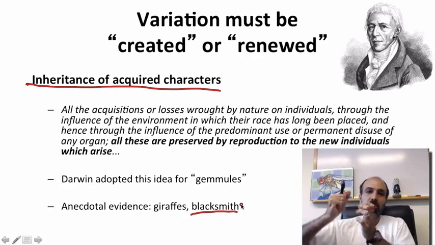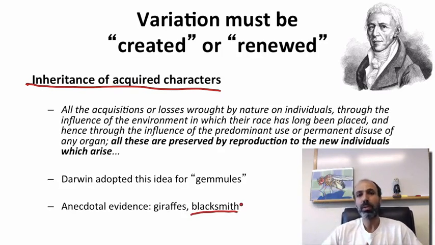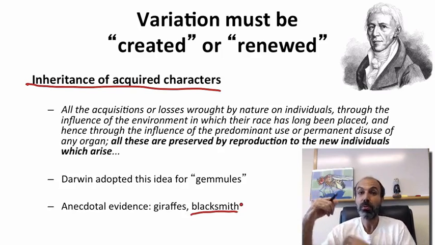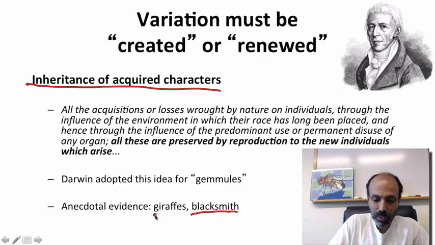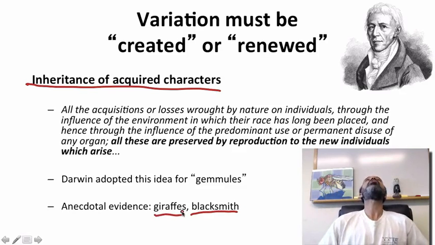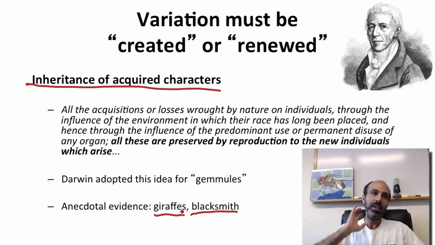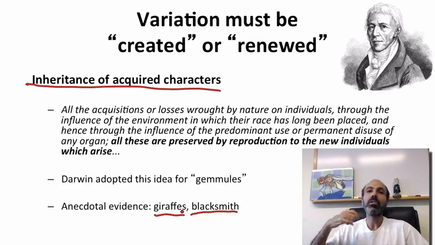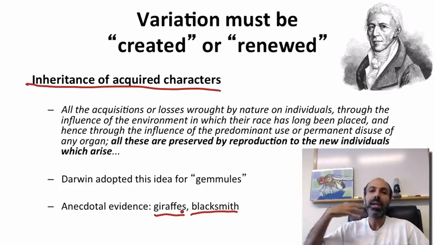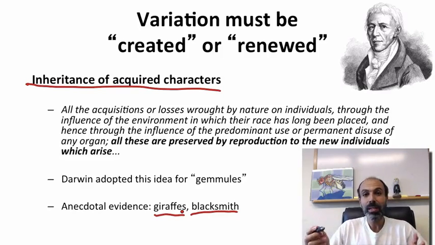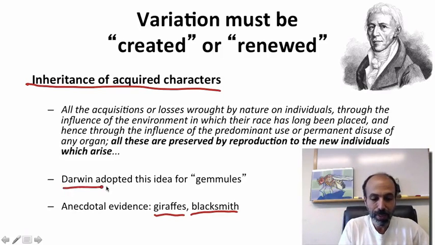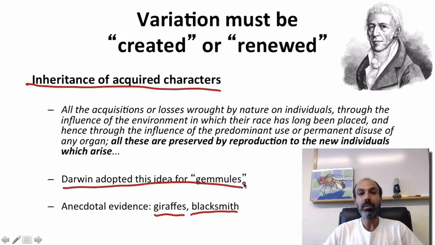Some anecdotal examples would be something like a blacksmith. A blacksmith is using their muscles all the time to work with their metal. They tend to have these big muscles, and if you look, kids of blacksmiths often have these big muscles too. The same sort of thing may have been suggested for giraffes: in stretching to reach the leaves on the trees, they stretch their necks up, and somehow this use of the neck gets passed on to the offspring, so that they had offspring with slightly longer necks. This was the idea that was tossed out. Darwin actually adopted this idea, in the form of gemmules, in some of the later editions of On the Origin of Species.